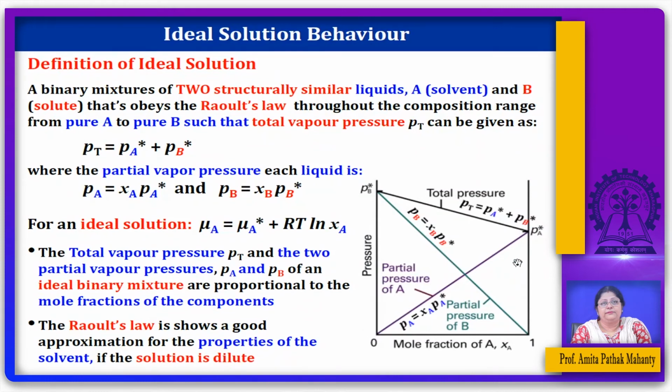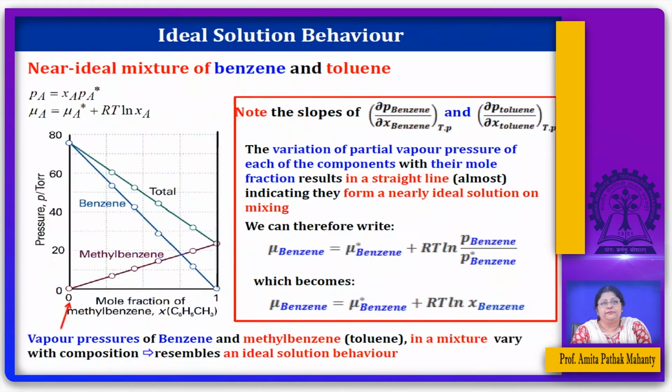We have a perfect straight line for the partial vapor pressure of A, and a perfect straight line for the solute, which is another liquid B. And if I add the vapor pressures in the pure state for each of the components, then I should get the total pressure. This is an ideal example. If you want to go on to a real example, let us talk about the benzene toluene system. Benzene and toluene are structurally very similar.